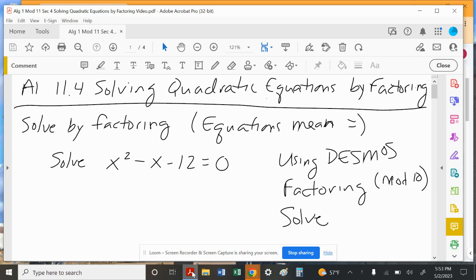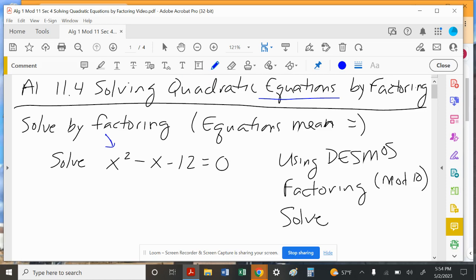To solve by factoring, and especially because we're dealing with equations here in this particular instance, what we really mean is that it's something that has an equal sign. So you'll notice here's an example: x squared minus x minus 12 equals 0. That's an example of a quadratic equation. The reason that it is considered quadratic is because of that squared, that x to the second power right at the beginning. This identifies it as quadratic.